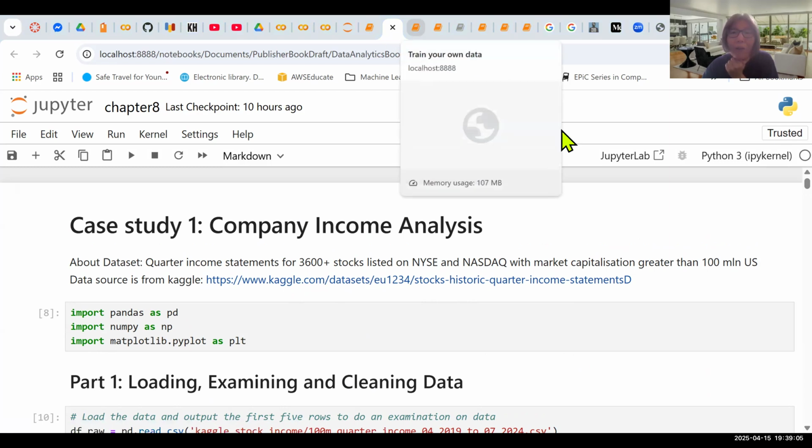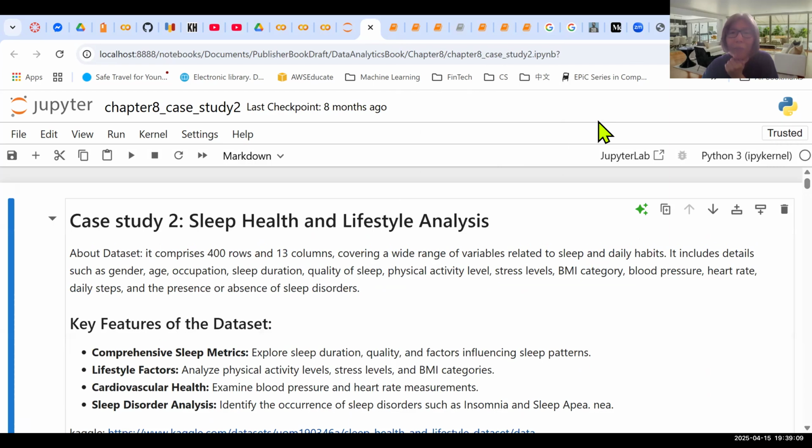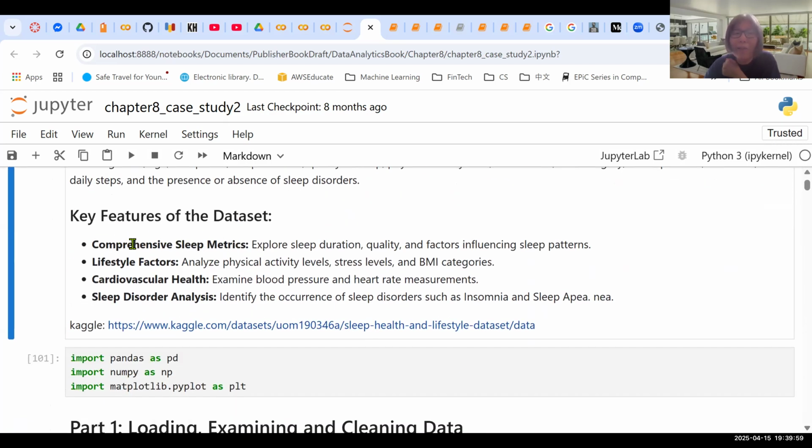Then let's take a look at the second case study. The second case study is about sleep health and lifestyle analysis. The original data set has 400 rows and 13 columns. It covers a number of features, with information about gender, age, occupation, sleep duration, quality of sleep, physical activity, stress, BMI, blood pressure, heart rate, daily steps, and whether there are any sleep disorders. The key features of the dataset provide comprehensive sleep metrics, lifestyle factors, cardiovascular health, and sleep disorder analysis.